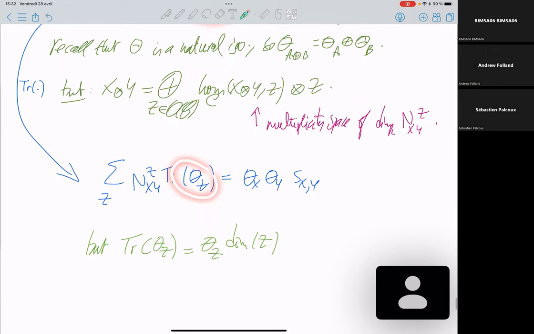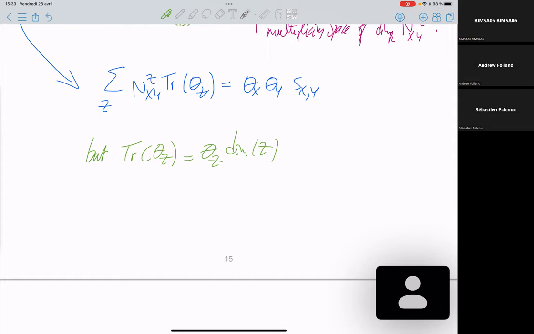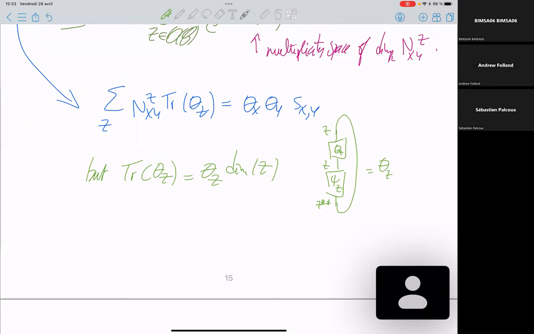Oh, wait, let me just first recall why we have that. So why we have trace of theta z equal theta z as a scalar, dimension z. So let me write it here. Trace of theta z, so theta z as a morphism. You apply the spherical structure, the pivotal structure. Here it's spherical. And here you have z double star, and then like that. So theta z is given by this scalar. And then you are reduced to that, which is exactly theta z dimension z.